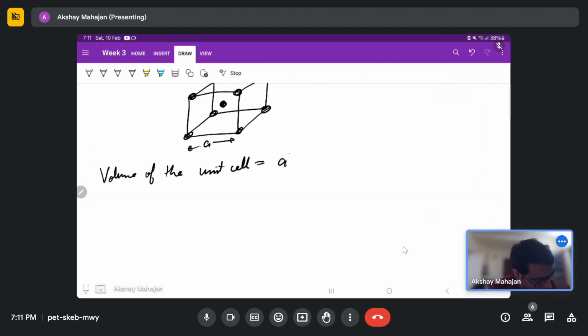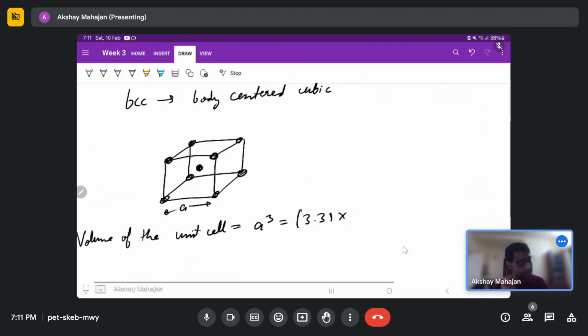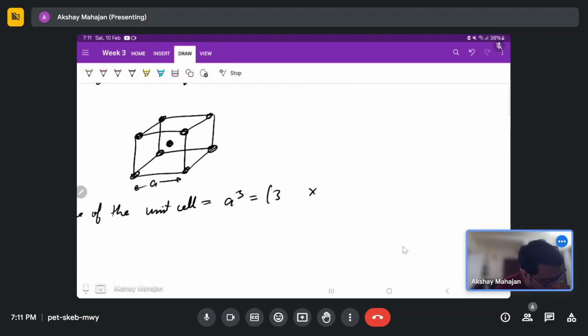That will be equal to a cube, that will be equal to 3.31. Now it is given in picometer, so it is 331 into 10 to the power minus 12 meter. Let me start from there: 331 into 10 to the power minus 12 meter whole cube.